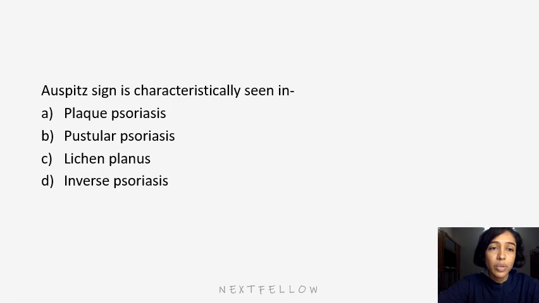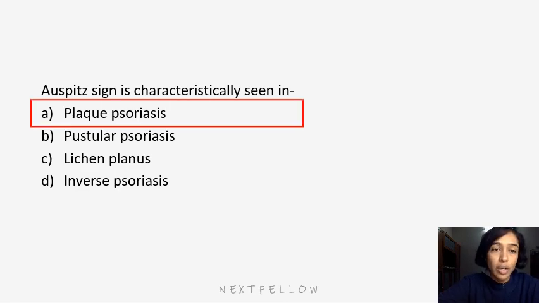Auspitz sign, this we know now, is seen in classic plaque psoriasis. In pustular psoriasis, you don't have plaques. It's not seen in lichen planus. And inverse psoriasis, which is in the folds or the flexures, typically does not have scaling because of the moist nature of the skin in the flexures. So you would see this only in plaque psoriasis.